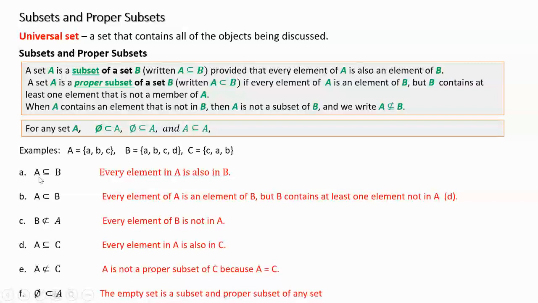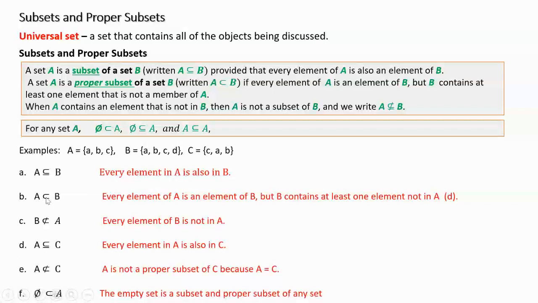Okay, for example, on A, A is a subset of B. And here's why. Because A contains A, B, C, and every element in A is also in B. That's by definition, right? A set A is a subset of set B, provided that every element in A is also in B. You see, every element in set A is also in set B.